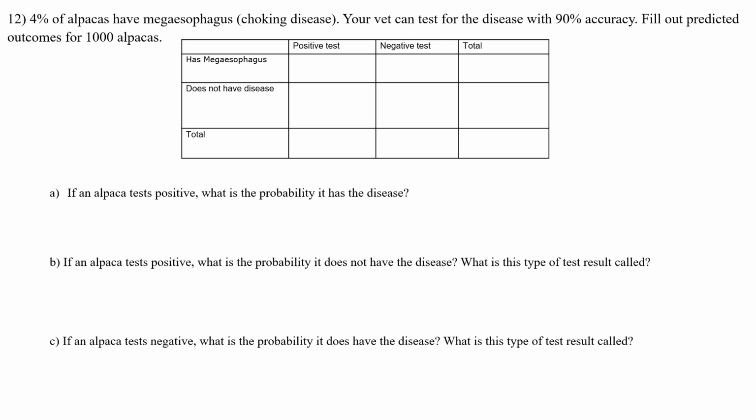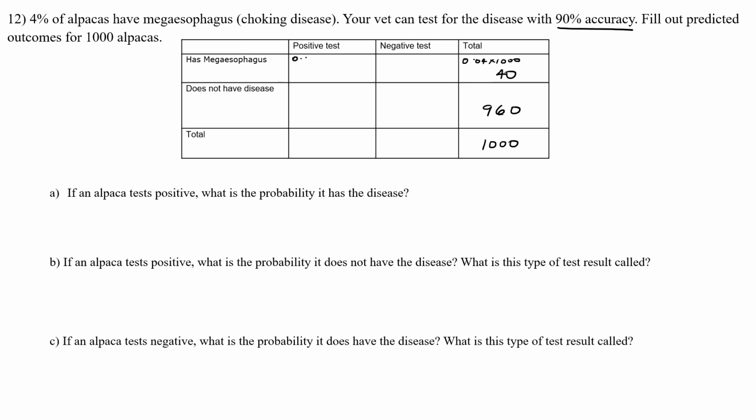Since we have an accuracy rate of 90%, what that means is that 90% of the time the alpaca has the choking disease, the test is positive, and 90% of the time the alpaca does not have the choking disease, the test is negative. Now we know that 4% of the alpacas have the choking disease, so the total number of alpacas is 1,000. So 4% of 1,000 will be 40. That leaves 960 that do not have the disease.